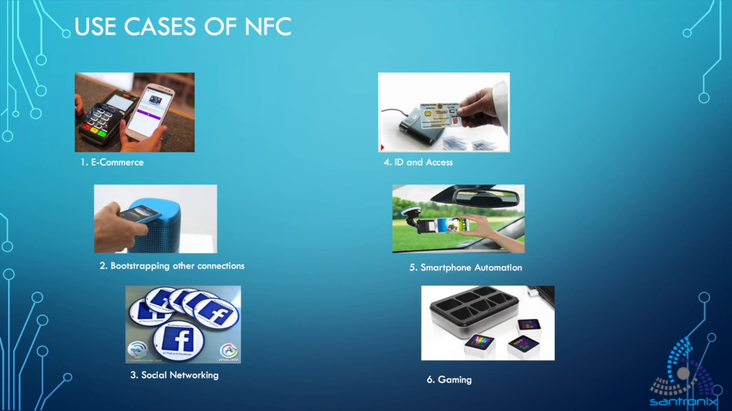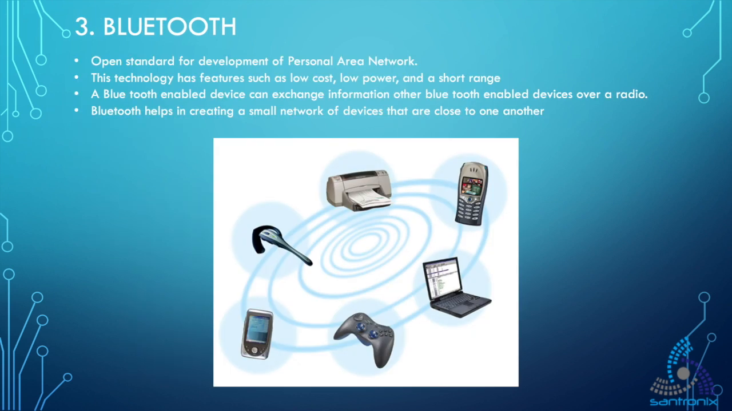For example, I just tap my phone on the NFC tag, and Google Maps comes up and starts navigating me to where I want to go, or it can start playing some music. It starts detecting the routes, navigation, etc. So smartphone automation can be easily done with it. There are also gaming applications in NFC which are limited now, but still available, which you can explore.